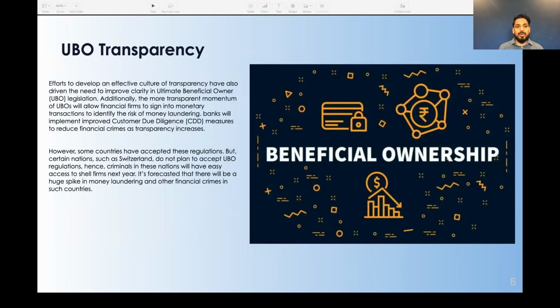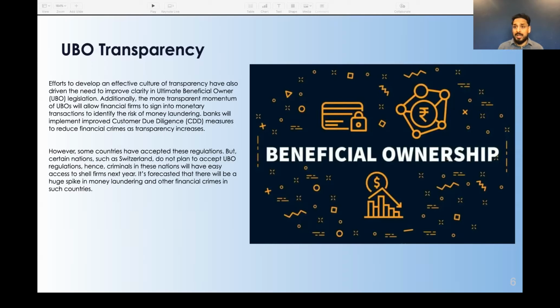Okay, the UBO Transparency. UBO stands for Ultimate Beneficial Owner, and it's mostly related to companies. So let's say you have a company as a customer, and what's important is to know who owns that company. If you have a person, it's always an individual that is a UBO, whether he has 25% or more.